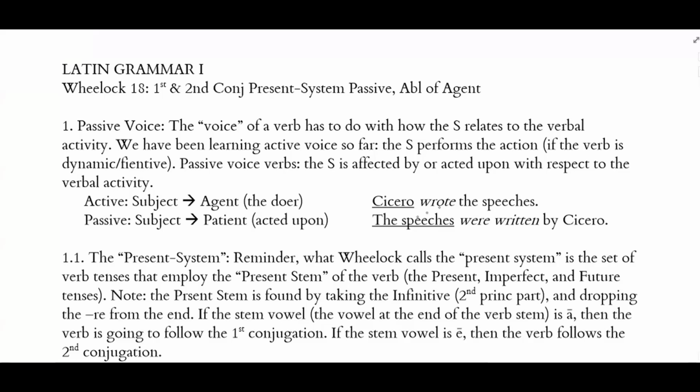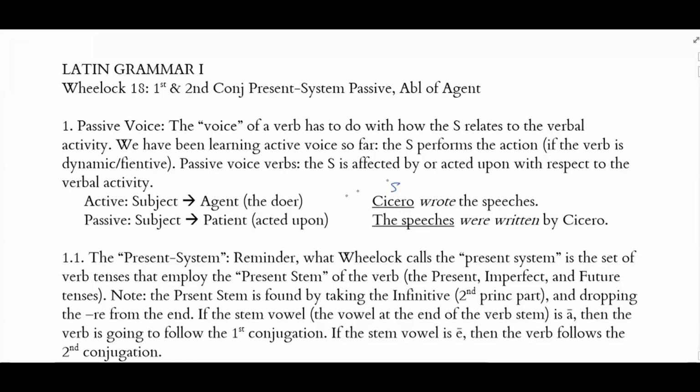And so I give you an example here of active versus passive. The subject is the agent, meaning in active sentences, the subject does the verbal activity. So an agent is a doer. And in my example, Cicero wrote the speeches. The verbal activity is that of writing, and Cicero's the subject. He's the one doing the writing activity. And that's an active voice verb.